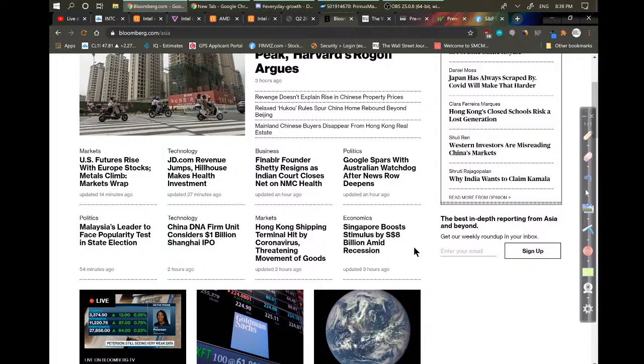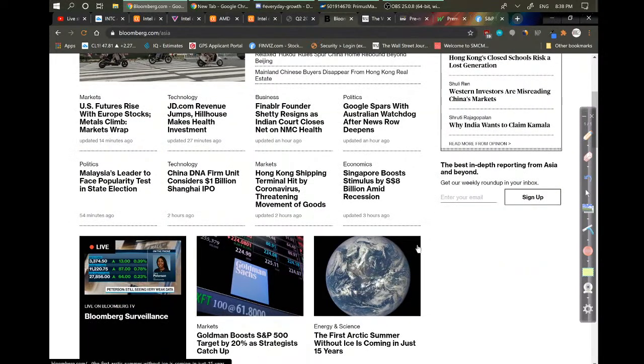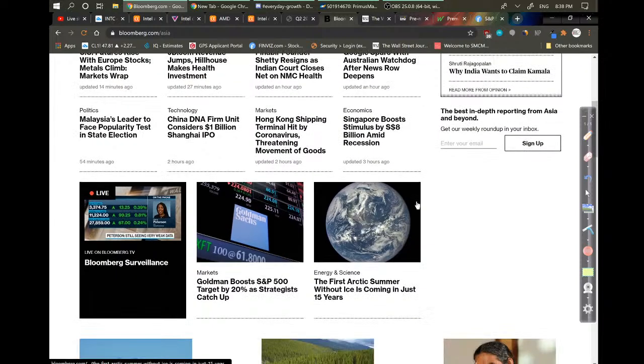Singapore boosts stimulus by 8 billion, and apparently I don't get a slice of it, which is kind of like, what the hell, right? I'm a Singaporean, I should get some money from this thing. I'm probably just gonna call the Ministry of Finance and be like, yo, give me some of that. Give me some of that.